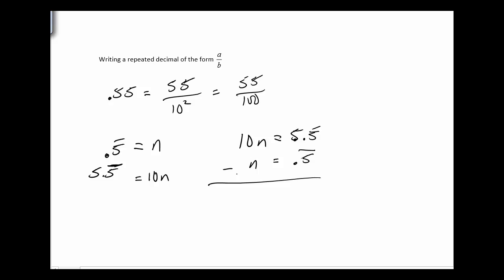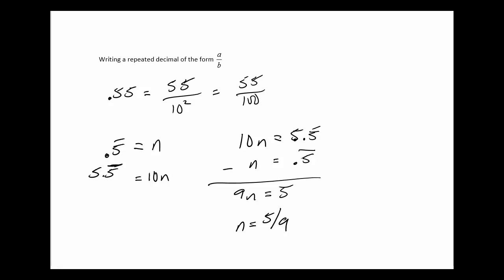On the left side, 10n minus n, I get 9n. On the right side, the repeating components all line up and they cancel each other out, and so I'm just left with 5. And so if I solve for n, I get 5 over 9. So 5/9 would be equivalent to 0.5 repeating. Okay.